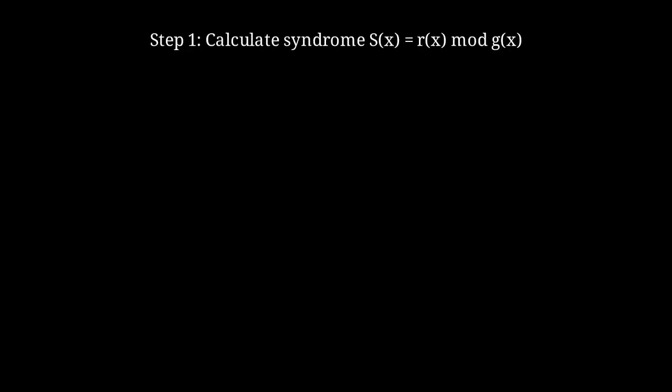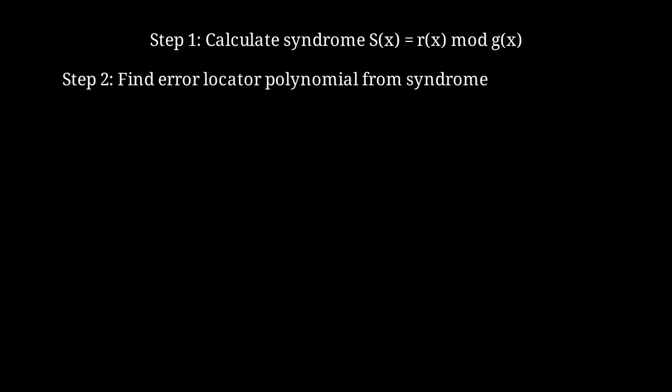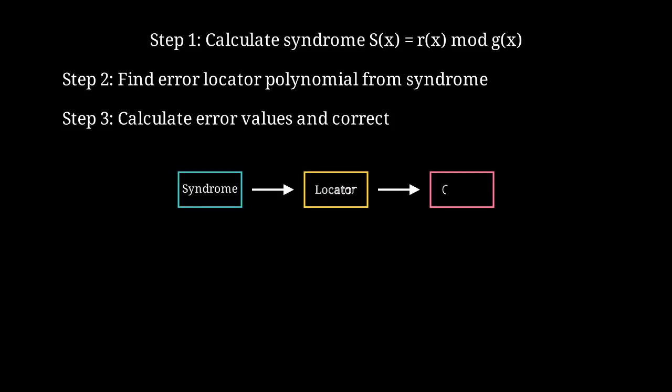Decoding involves three main steps to recover the original data. The received polynomial r(x) equals the transmitted code word plus an error polynomial e(x). First, calculate the syndrome by taking r(x) modulo the generator polynomial. Second, use the syndrome to find the error locator polynomial. Third, calculate the error magnitudes and correct the received data. The decoding pipeline flows from syndrome calculation to error location to correction.